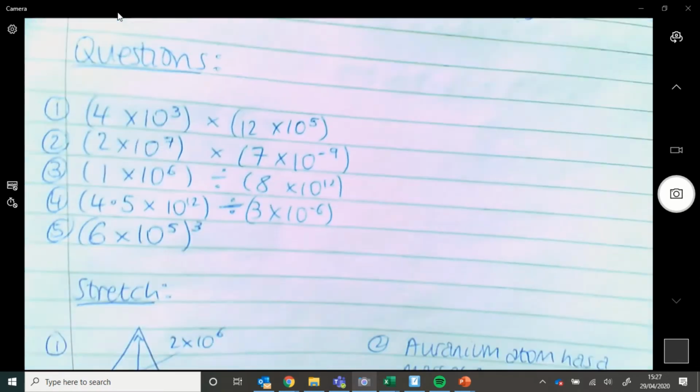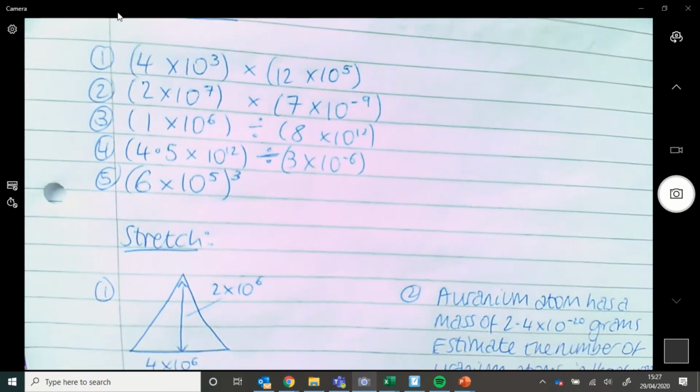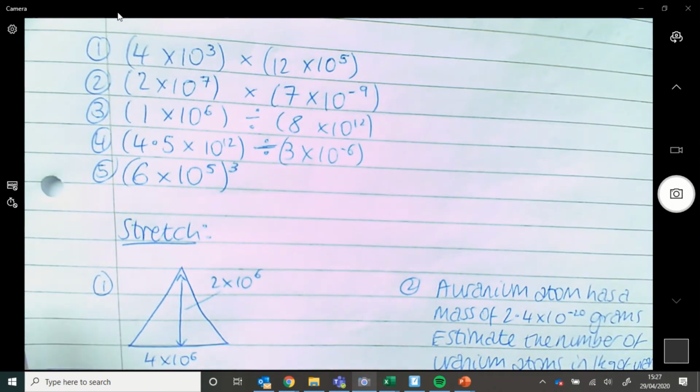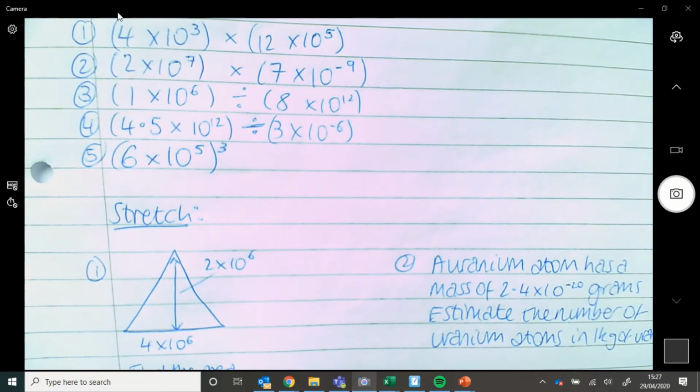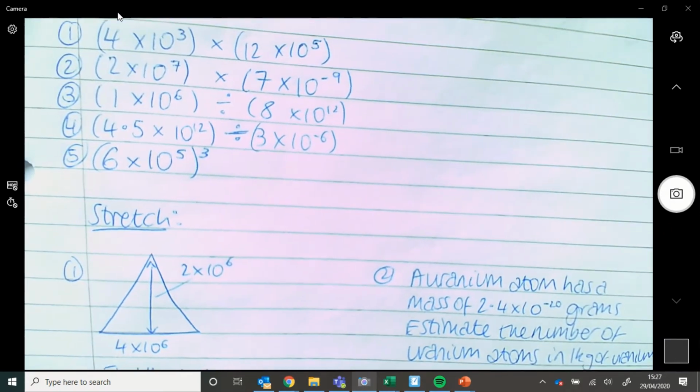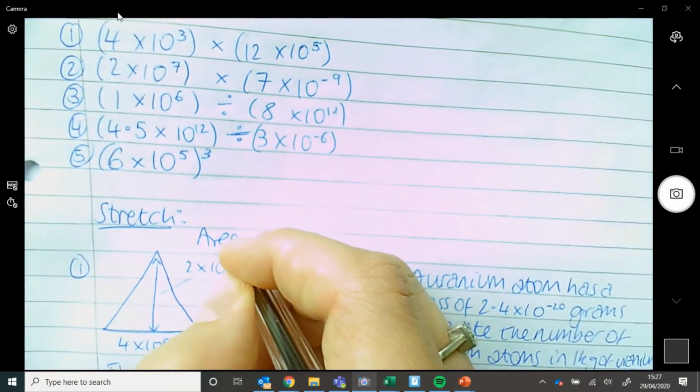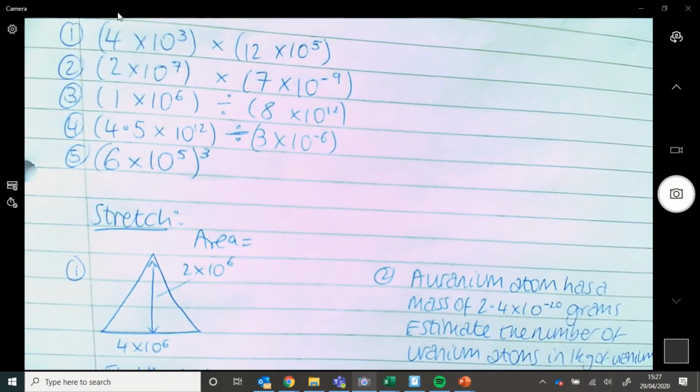Okay, I'm going to give you a few minutes to have a go at the 5 questions that you can see there. I'll also show you the stretch questions at the bottom. Just move it across a little bit. This one says find the area. Okay, pause the video and have a go at those questions.